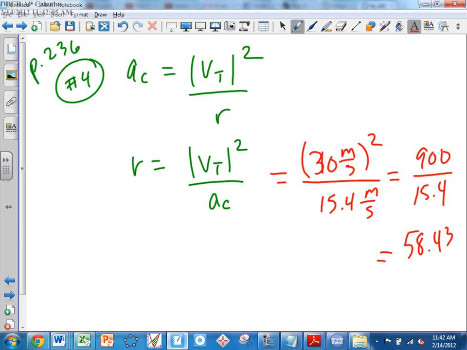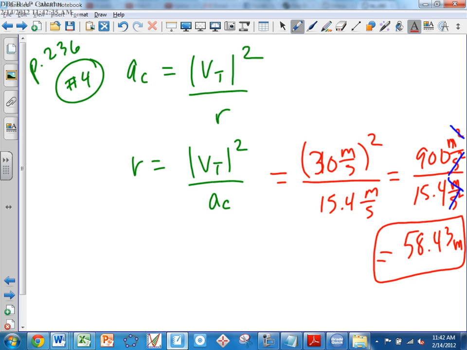What are the units of a radius, people? Meters. Why are the units meters? Because it's a distance. Or take a look here. When you square meters per second, you get meters squared per second squared, over meters per second squared. Cancel, cancel. That cancels with this. You're left with meters. Okay, you look at your dimensional analysis every time.